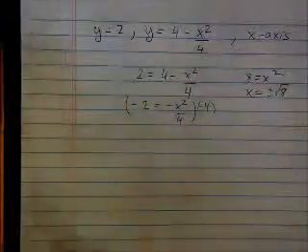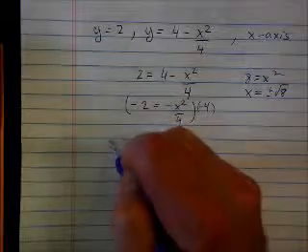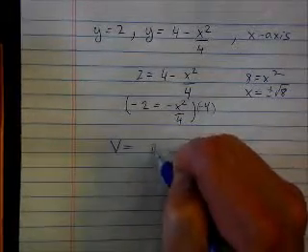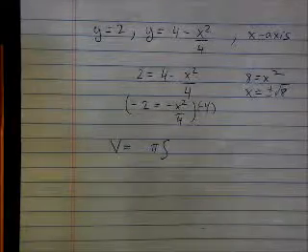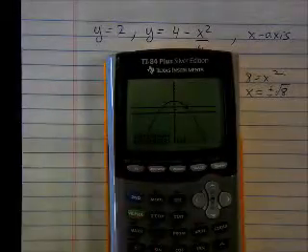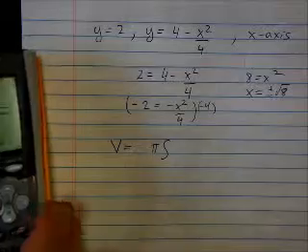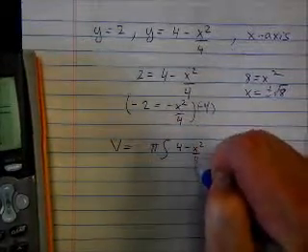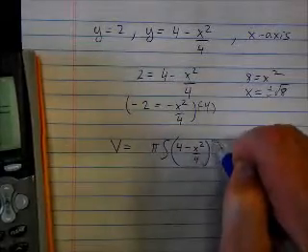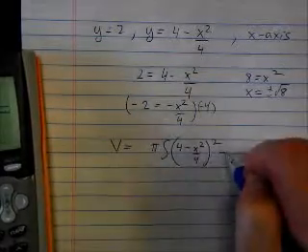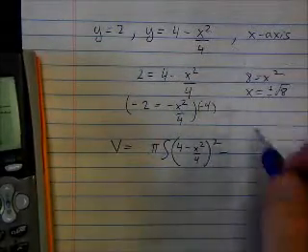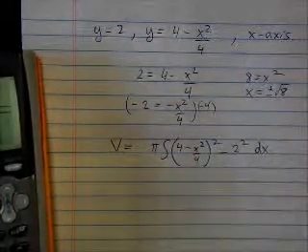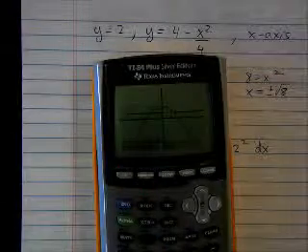Okay, so now I'm ready to find my answer. My answer is the volume is pi times the integral. If I need the big function, which one was the big function? The parabola. So that's 4 minus x squared over 4, all squared, minus, what was the little function? 2 squared dx. And what am I going to use for my bounds of integration?